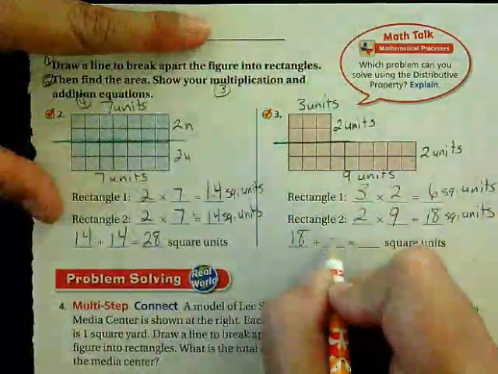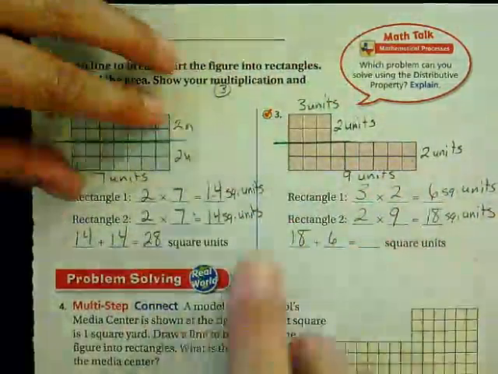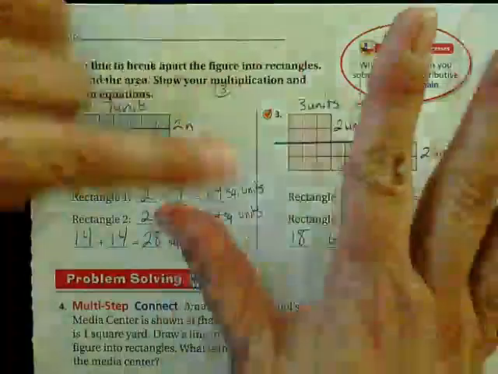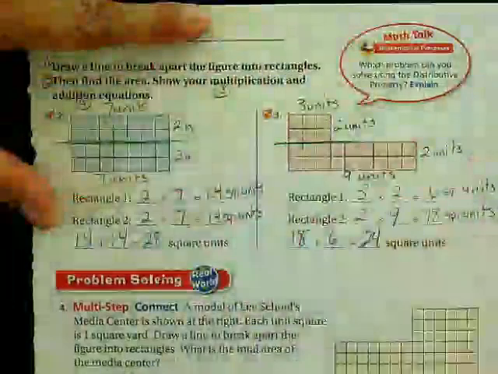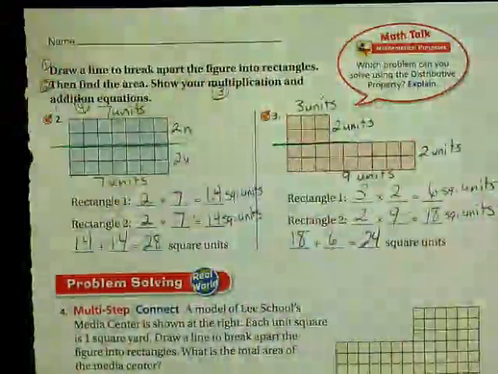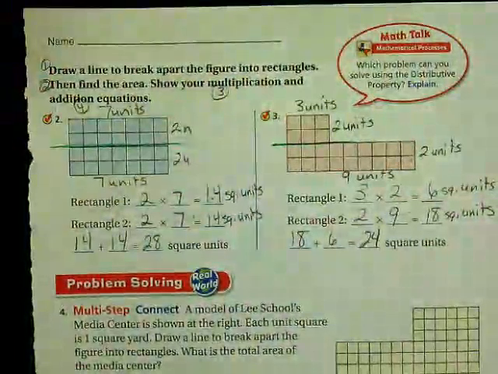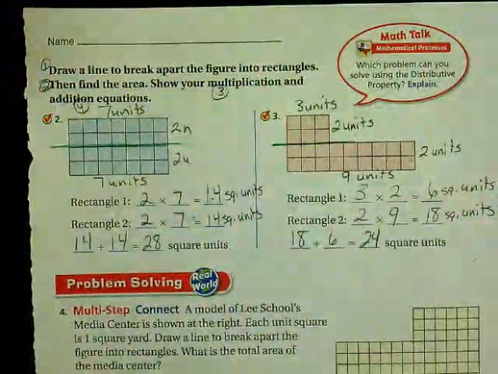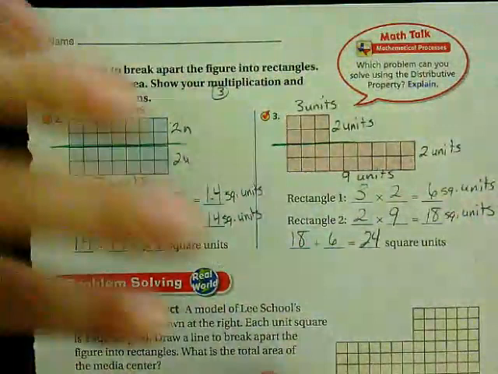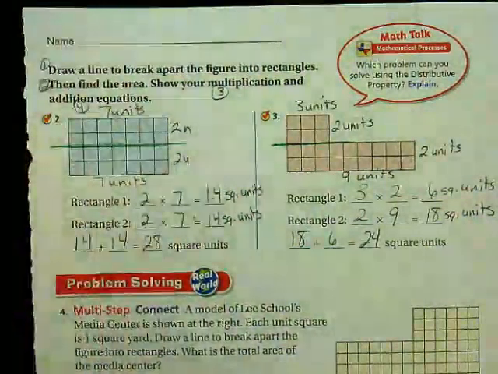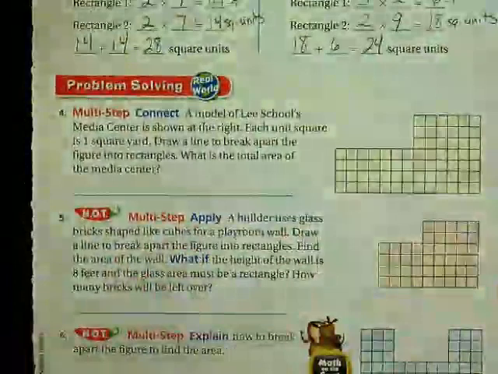So I'm going to have 18 plus 6. 18, 19, 20, 21, 22, 23, 24 square units. How'd you do? Did it make sense? Is this making sense? If you have issues, make sure you get a hold of me, please, so we can make this work in your brain. Sometimes it just takes one little thing, and then you're good to go.